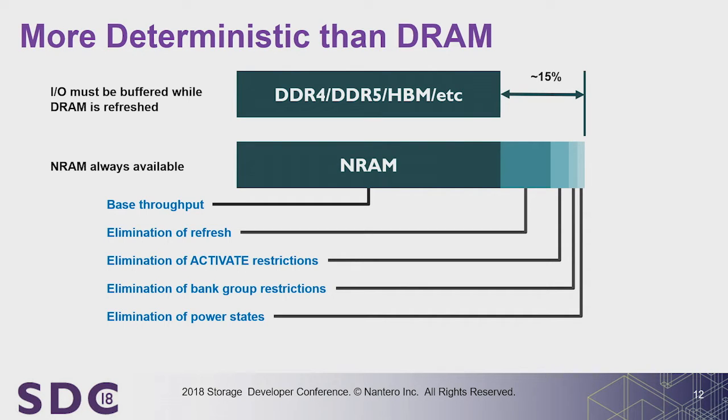So this gives you an idea of the additional determinism. The other thing that refresh does is it gobbles up a lot of your bandwidth. And the number 15% comes from a 16 gigabit device, at high temperature, requiring refresh every 3.9 microseconds, and refresh recovery time is 350 nanoseconds. Do the math. 15% of your system bandwidth is given up to the fact that the DRAM is not available.